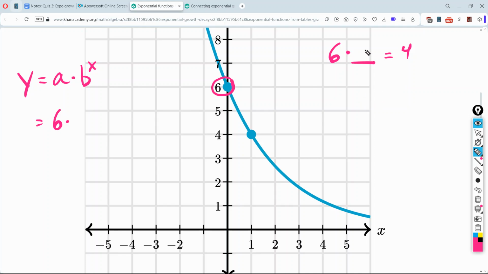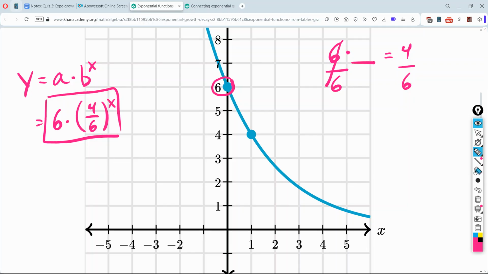Well, solving for whatever this blank space is, if we divide both sides of the equal sign by 6, 6 over 6 cancels, and the blank space is going to equal 4 over 6. So the value of b is just 4 over 6. Now, I know that's 2/3, but like we said, we don't have to reduce. And that's to the power of x. That's it.